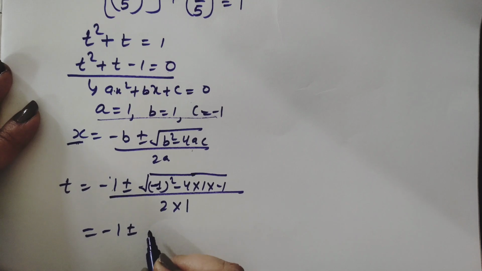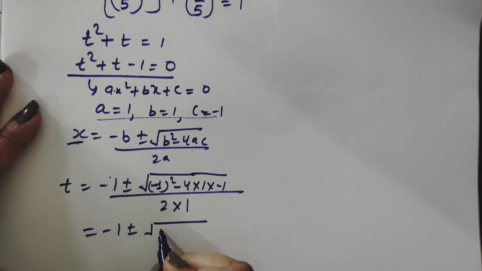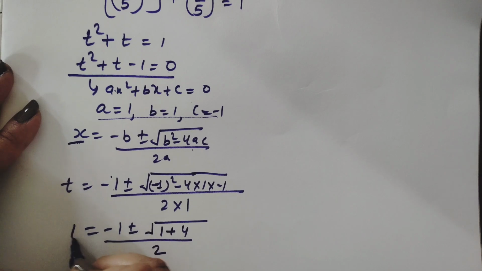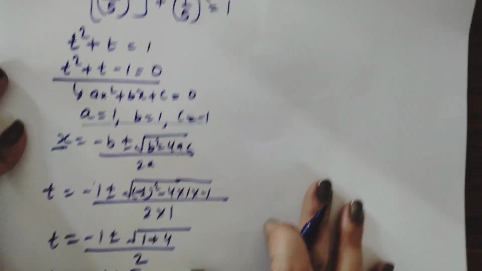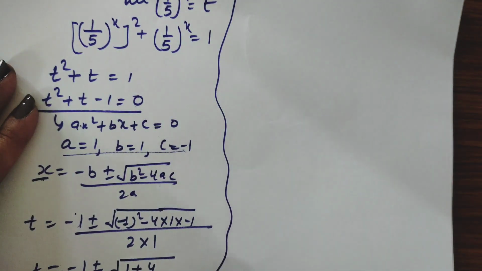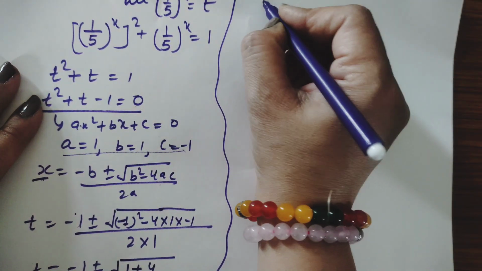So we'll get minus 1 plus minus under root of 1 square, which is 1, minus minus, plus 4, upon 2. So now you can see the t value is minus 1 plus minus root 5 upon 2. Now we will take the t value in two terms, positive sign and negative sign.